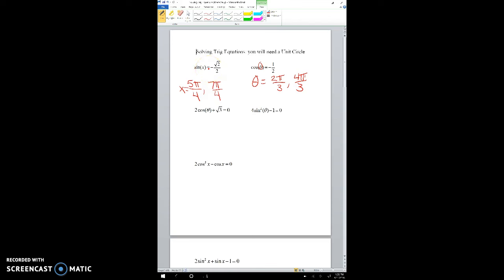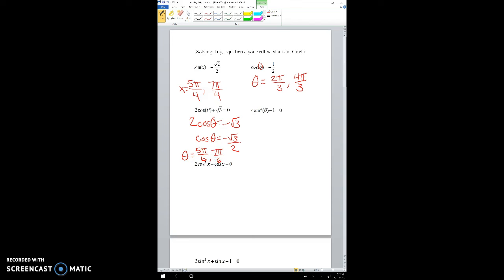to get to simple equations that look like this. So for example, the next one down, I want to get the cosine function by itself. So the first thing I'm going to do is subtract square root of 3 from both sides. And then I need to divide by 2. Okay, and then now you go to the unit circle. It's cosine, so you're looking for places where the x coordinate is negative root 3 over 2. That's going to happen at 5 pi over 6 and 7 pi over 6.